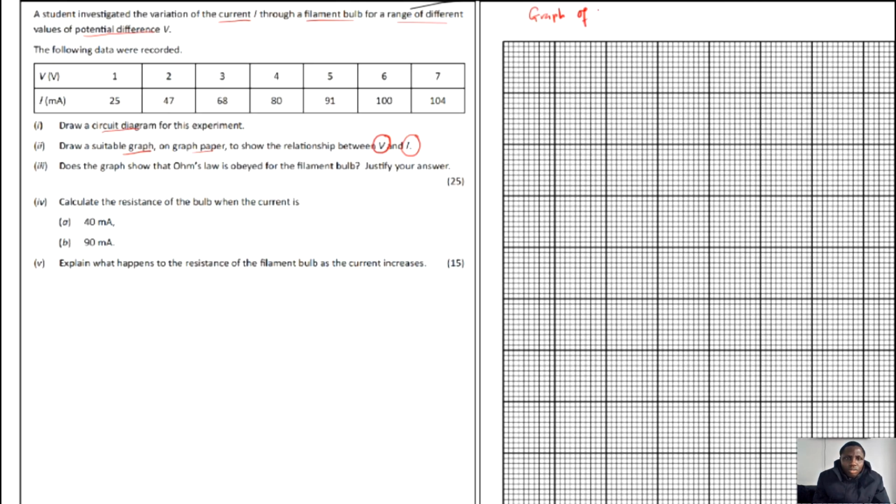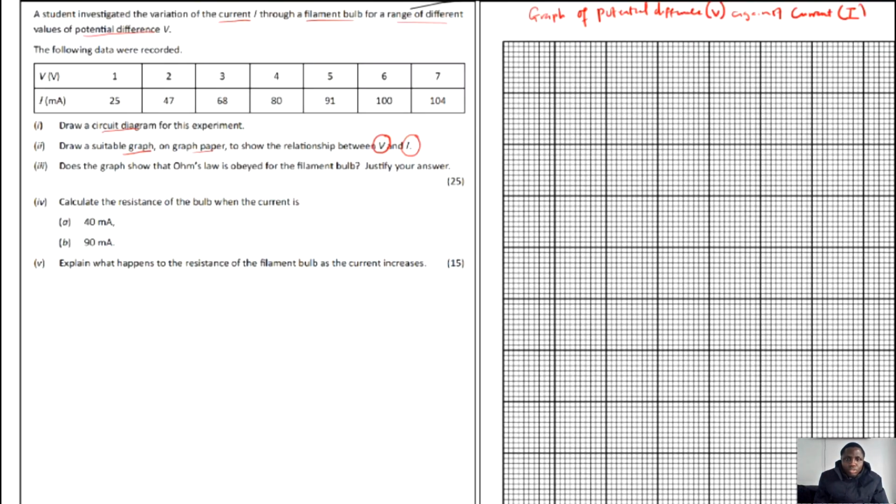So a graph of potential difference V against current I. We are to draw a graph of potential difference V against I. The first thing is to title the graph, and the next thing is to choose your scale. What are the scales that I need for this experiment? We can see that for these values we have 1 to 7. The maximum value for potential difference here is 7. So we're going to consider the scale that gets to 7 for potential difference V.